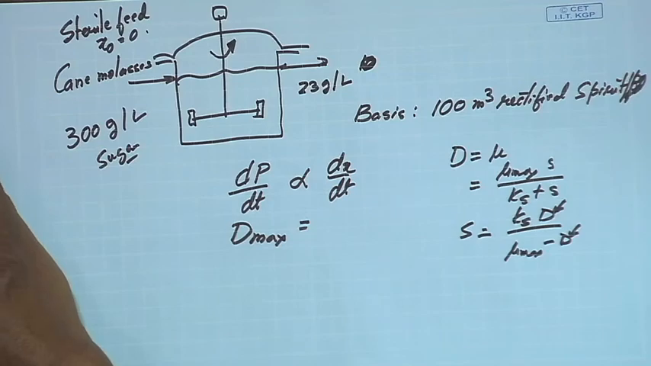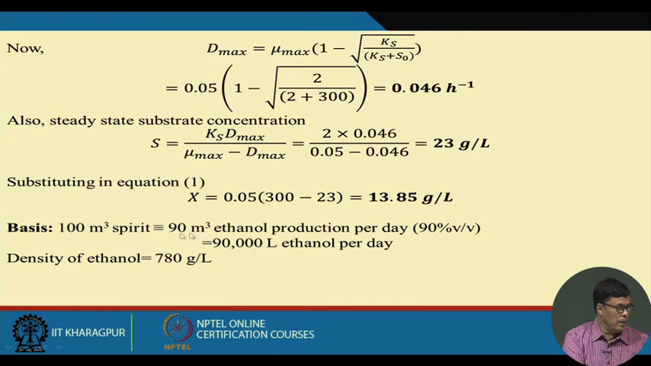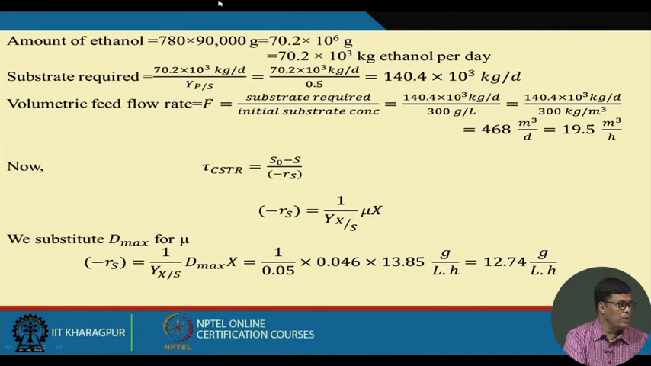By substituting we can find out the cell mass concentration. Now, 100 cubic meter spirit, that means 90% volume by volume, that means I can assume 90 cubic meter ethanol is to be produced per day, and 90 meter cube of ethanol is equivalent to 90,000 liter of ethanol per day. Now, density of pure ethanol is 780 grams per liter. Now, if it is like this, then we can easily calculate how much ethanol is produced. This is about 70.2 into 10 to the power 3 kg ethanol per day.